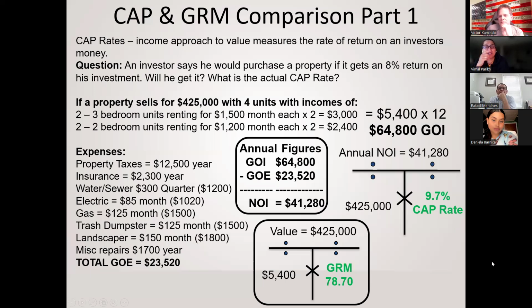Right? But I didn't get this part. Two to three bedroom units renting 1,500 and two to two bedroom units. So he's comparing these two properties, right? I'm lost. It's one property here.